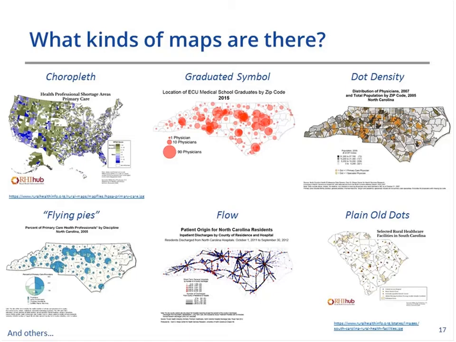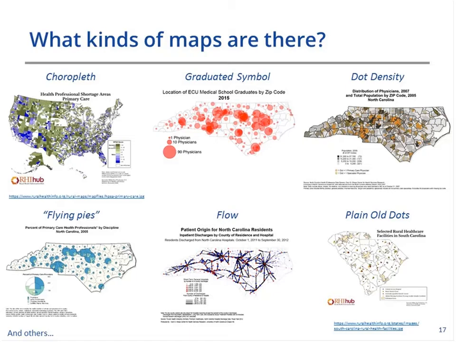In this example, I've put 1 dot equals 1 primary care physician or 1 specialist physician, and the dots are scattered randomly within the zip code area. You have flying pies. We call them flying pies at HWTAC, also just known as pie charts, or you can do bar charts. These are very complex. Some people love them, and some people hate them. And since we have both here at HWTAC, we usually tend not to do these kinds of maps, but they can be useful in their own right.